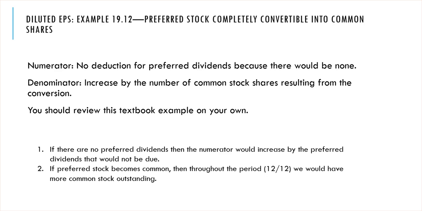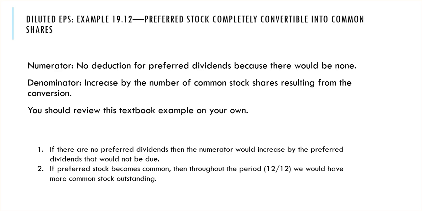Preferred stock that is completely convertible into common stock. Well, the numerator is going to change because we subtract preferred dividends, and if you assume that all those preferred stock, which usually has dividends on it, is converted, you're no longer paying it, then you would have nothing to subtract. And then the other thing is that you are going to increase the number of shares of common.